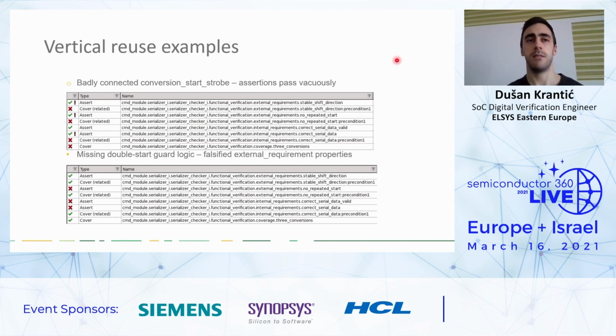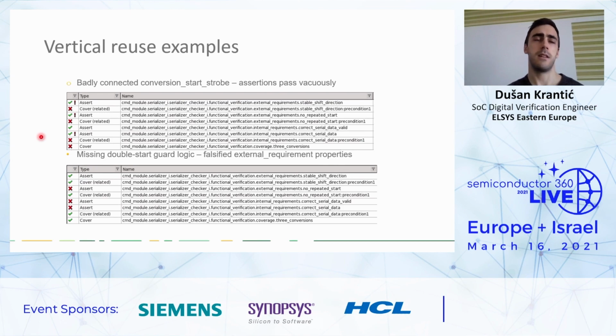For example, in this design, we injected a couple of bugs to see just how our checker will detect them. This first example shows a bug in which this conversion start strobe is not connected properly. It is actually tied to 0. And as we can see, our checker reported that all coverage is unreachable, so we cannot do any serialization. Failing covers is usually an outcome of a badly connected model. So here, just by adding this one file, we detected a badly connected block.